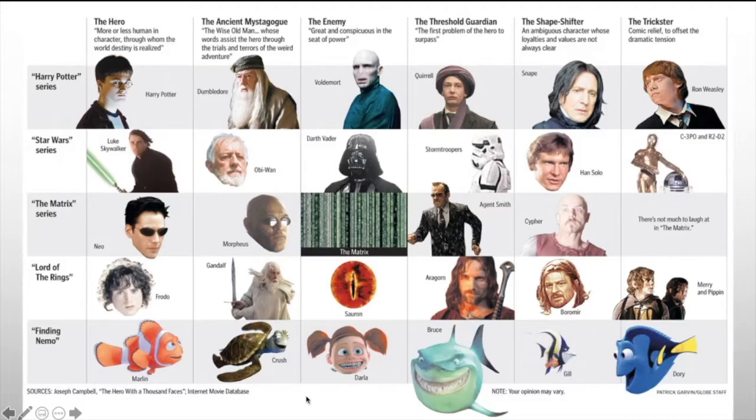Look at the bottom, Finding Nemo. The hero is Marlin, the dad, trying to find his son again. You got the wise old turtle. You've got the enemy, which is the little girl, Darla. And so, you have all these elements that are pretty common. These are archetypes that you see over and over and over again in different movies.